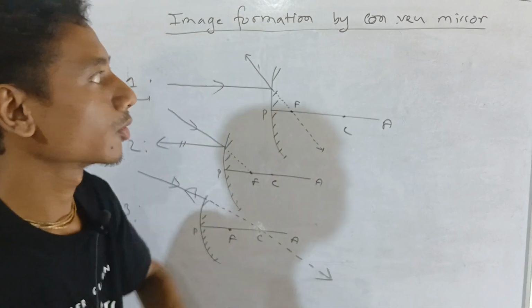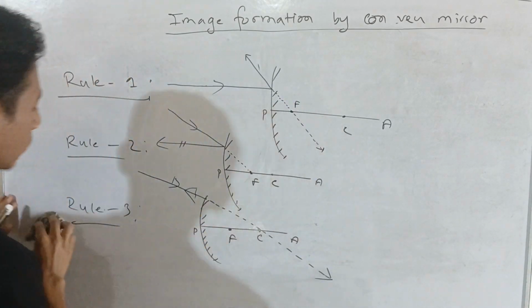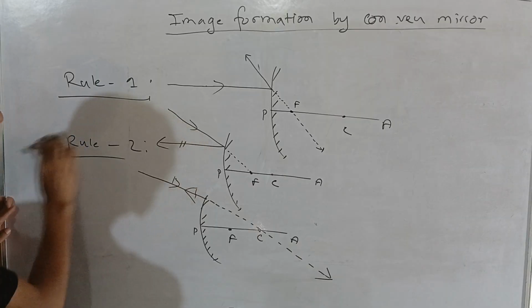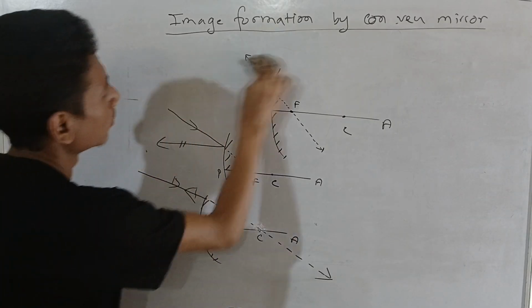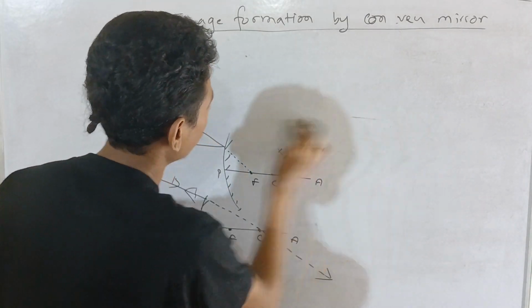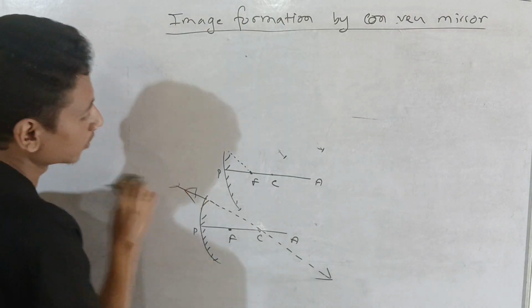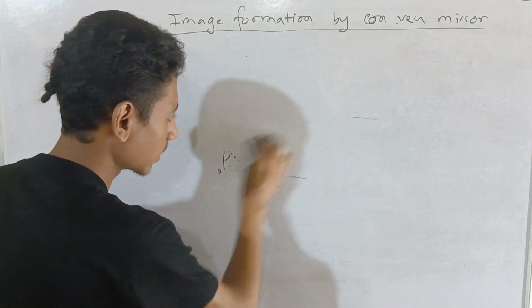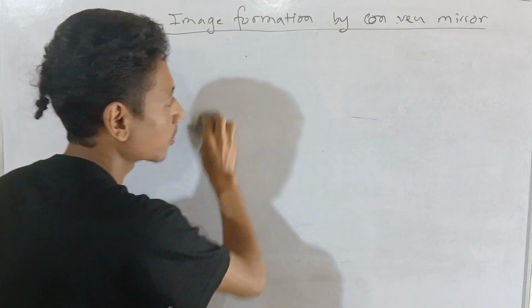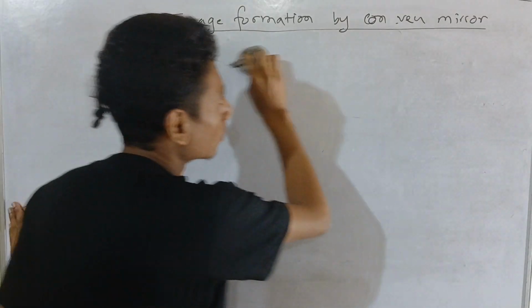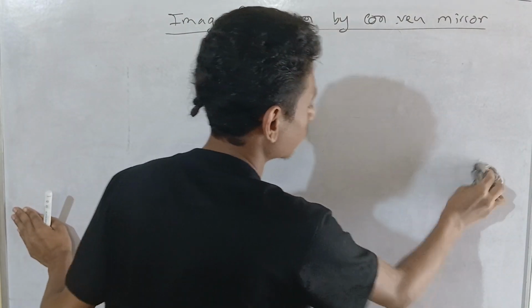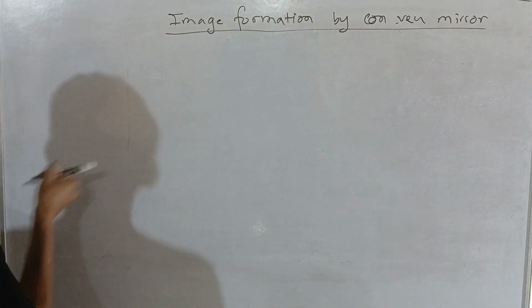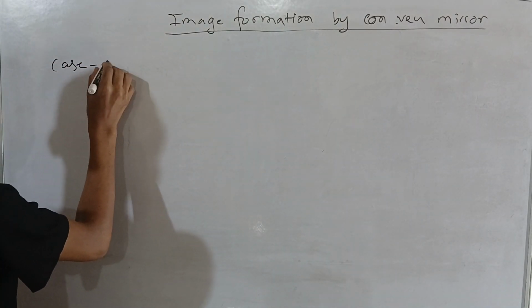Okay, for the image formation by convex mirror, copy. So now we discuss the image formation. There are only 2 cases. In the previous lecture we discussed 6 cases of image formation by concave mirror, but for the convex mirror there are only 2 cases. Case number 1.